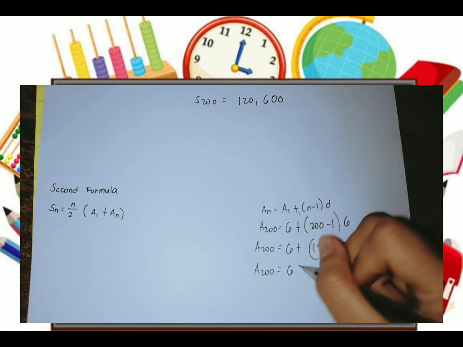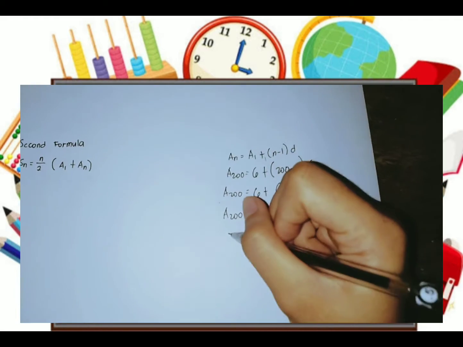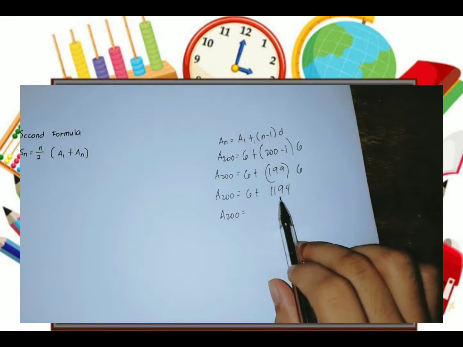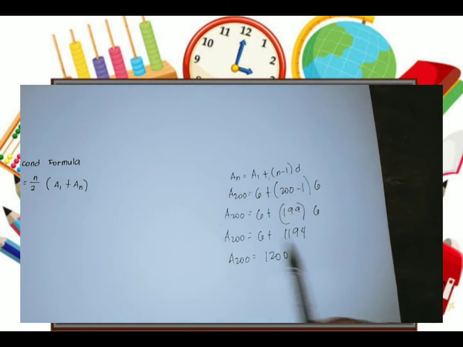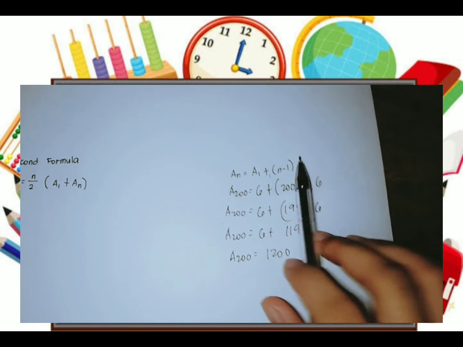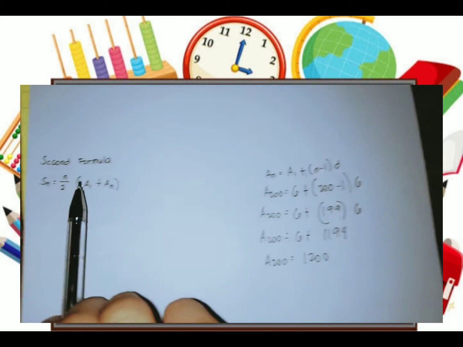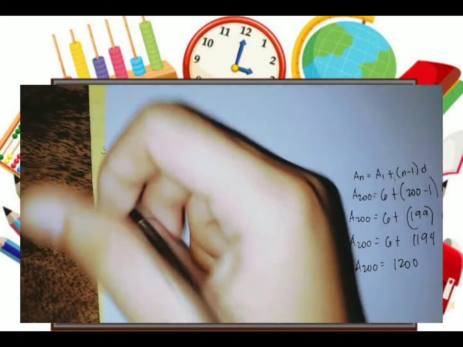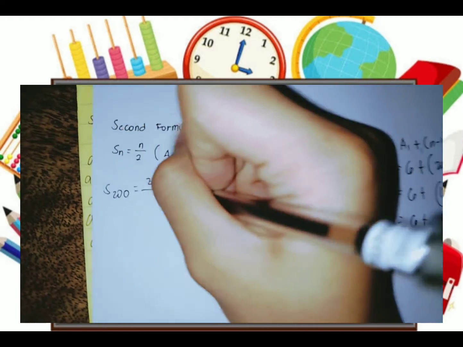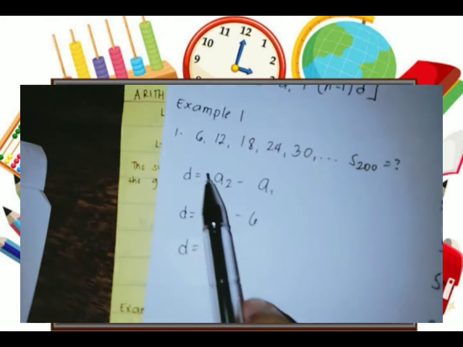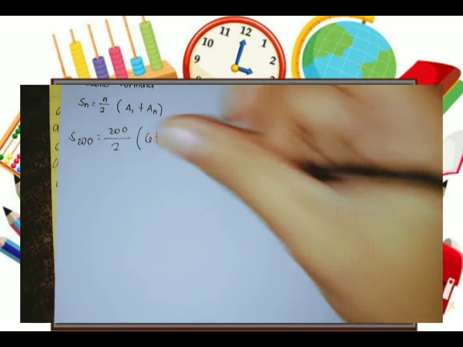So 199 times 6 is 1,194. So if we are going to add that 6 plus 1,194, the answer is 1,200, and this is the answer in this formula. Our a sub n is 1,200, so we are going to use it here. Our n is 200 divided by 2. Our a sub 1 is 6 plus our a sub n, which is 1,200.